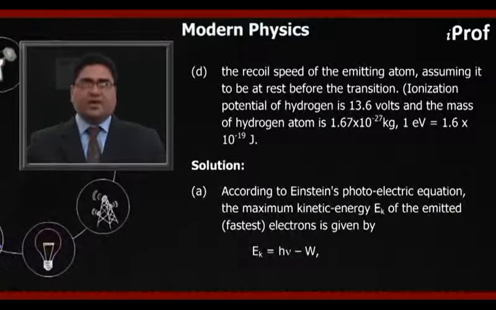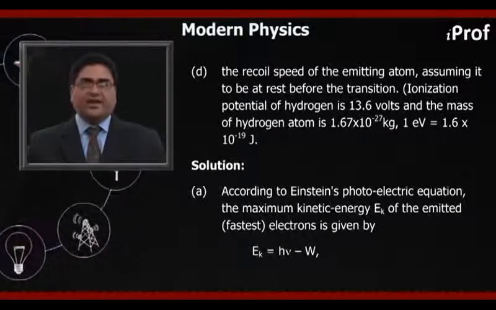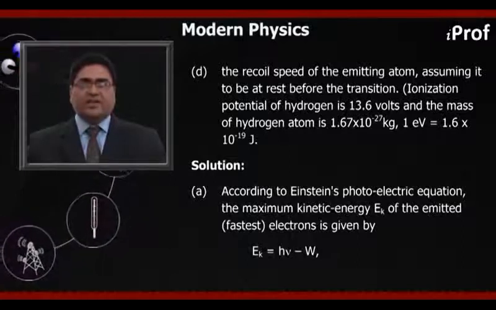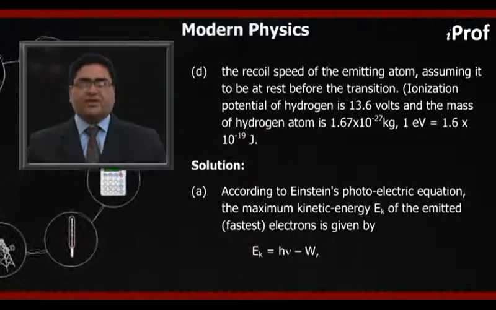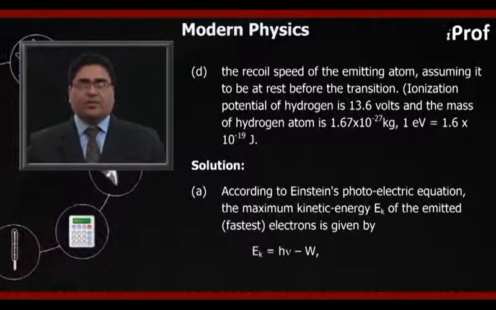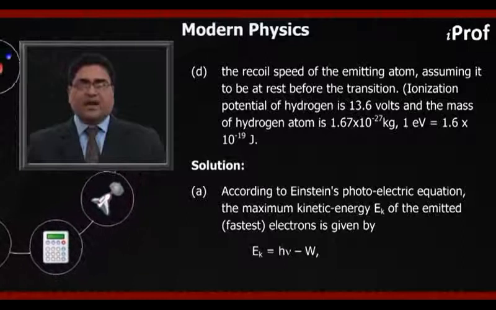Given ionization potential of hydrogen is 13.6 volt and the mass of hydrogen atom is 1.67 × 10^-27 kg, 1 electron volt equal to 1.6 × 10^-19 joule.